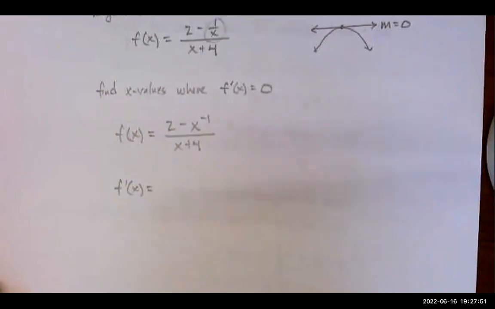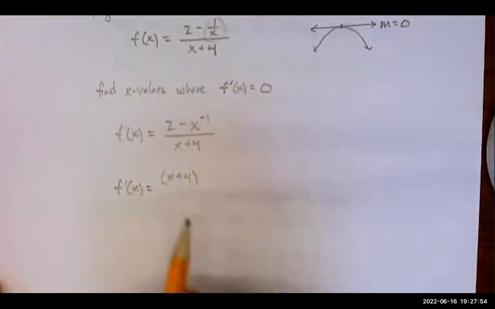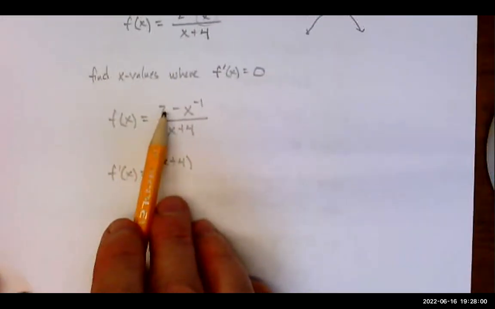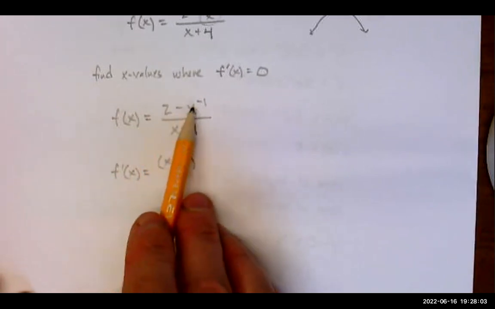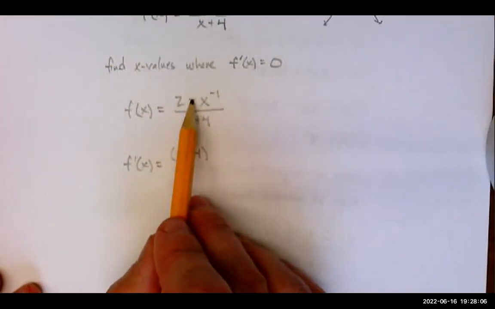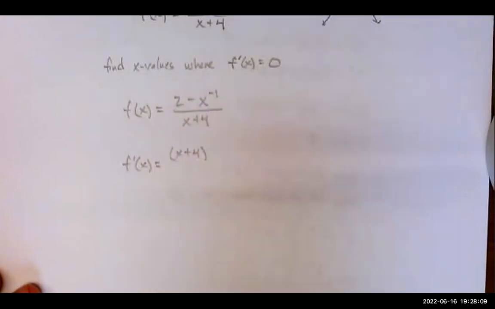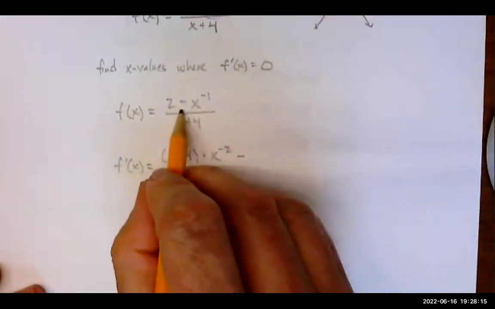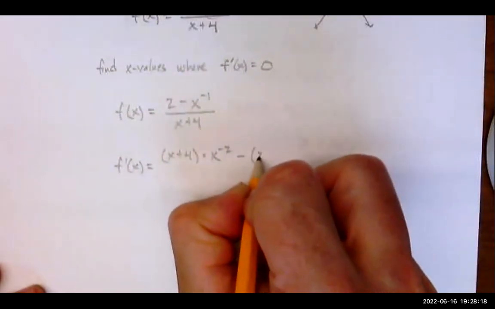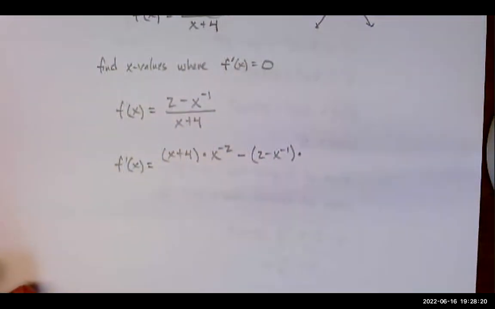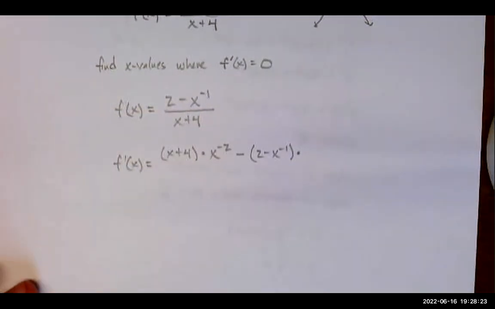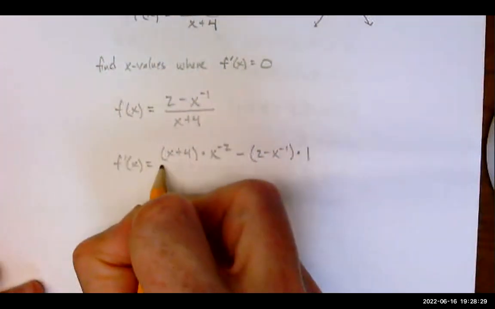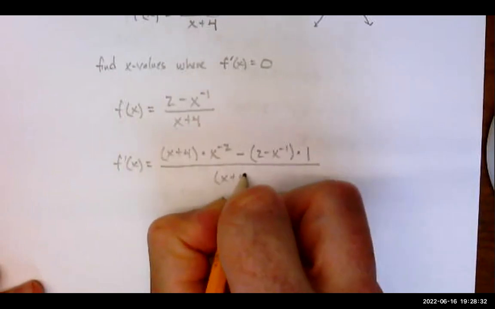Now, we do need a quotient rule for this. All right, low times d high. Well, the 2 would go to 0. The negative x to the negative 1, that negative 1 would multiply by this negative, become positive, and it'd be x to the negative 2. Minus high times the derivative of the low. Well, derivative of the x is 1, the 4 is 0, so that derivative is just 1. And it's all over the low squared.